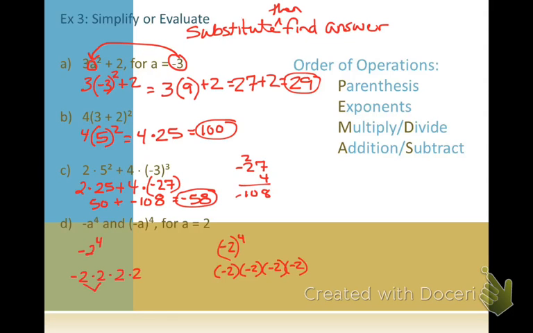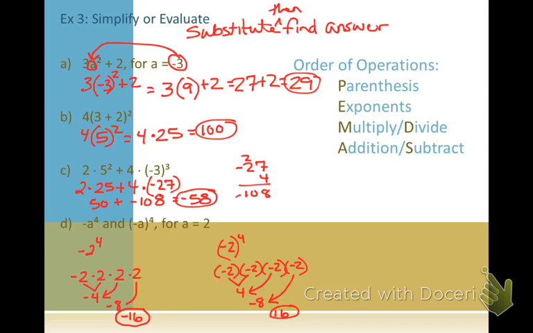Now let's do the problem. Negative 2 times 2, negative 4, times 2, negative 8, times 2, negative 16. Here's your answer. Let's try this one. Negative 2 times negative 2 is 4, times negative 2 is negative 8, times negative 2 is positive 16.